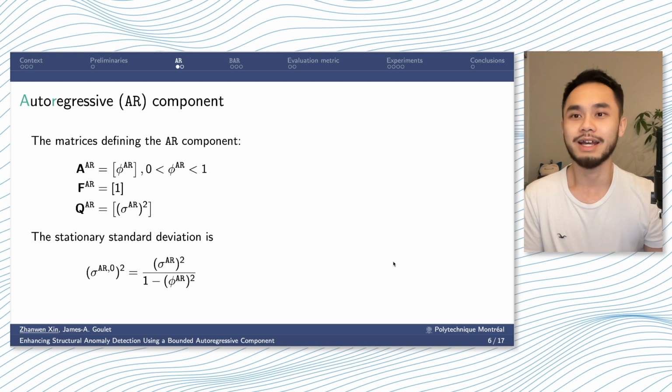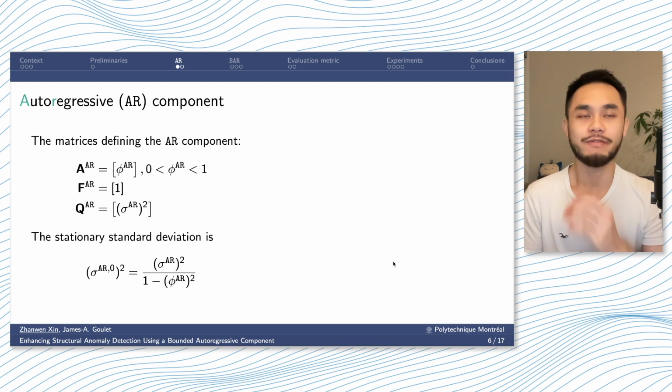So what are the autoregressive components? In BDLM, we use different components to model different parts of the time series. For example, we have baseline components, we have periodic components that model the periodic patterns of the time series, and here the autoregressive component is used to model the residuals.